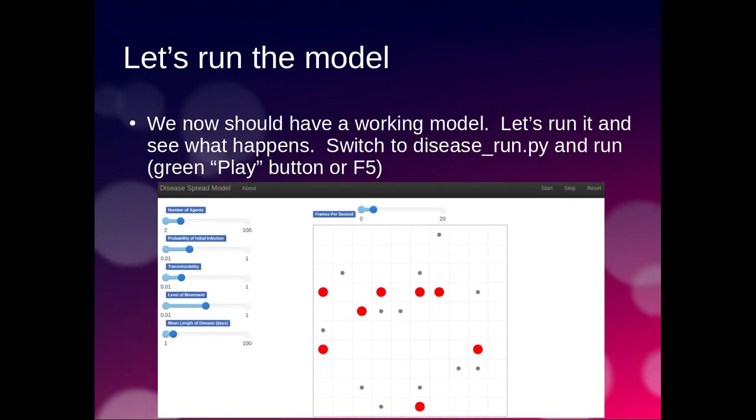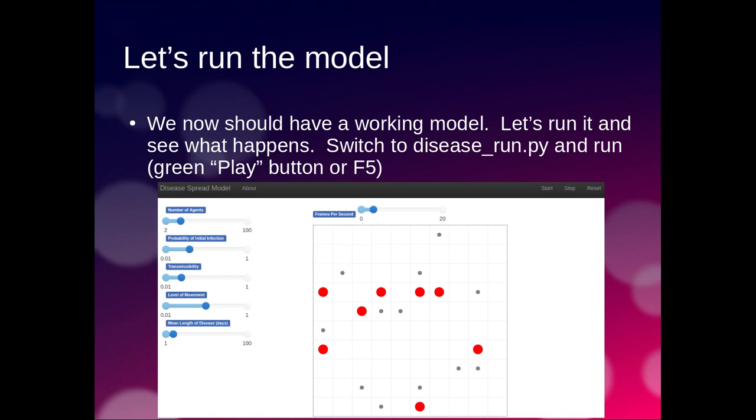So excitingly, we've now got everything we need to run our model. So what I want you to do at the end of this video is to run the model. What you need to do is switch to the disease run.py file and run the code from there, either using F5 or pushing the green play button if you're in Spyder. Run the model, and you should then see that your internet browser will pop up.